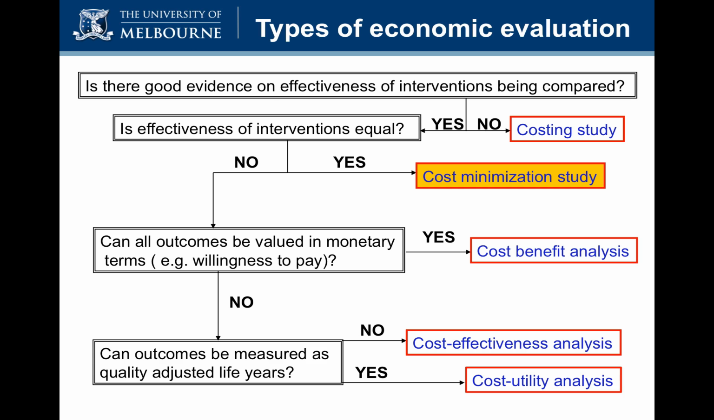So if we move back to our diagram, what we want to do is go to the next level, which is: is the effectiveness of the interventions equal? If that's the case, yes, we could potentially use a cost minimisation study. If it's no, what we want to do is potentially use either cost-benefit or cost-effectiveness analysis.